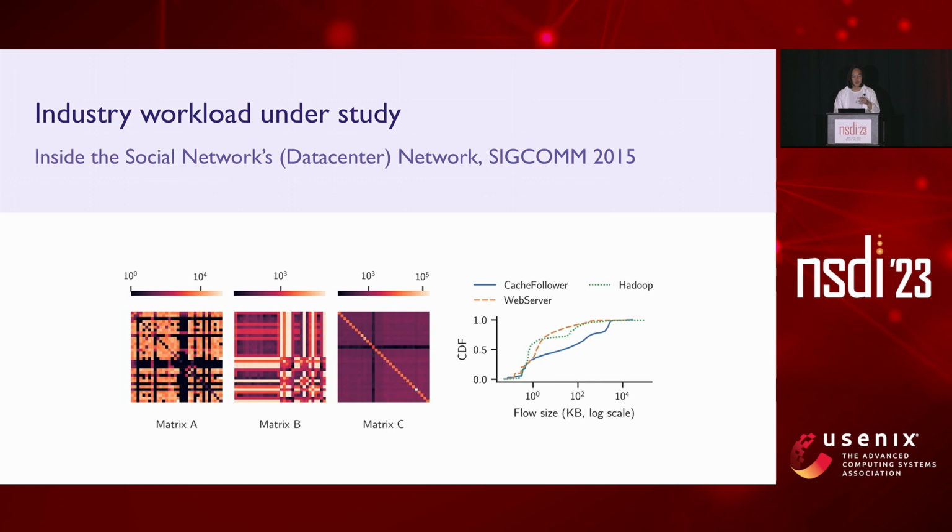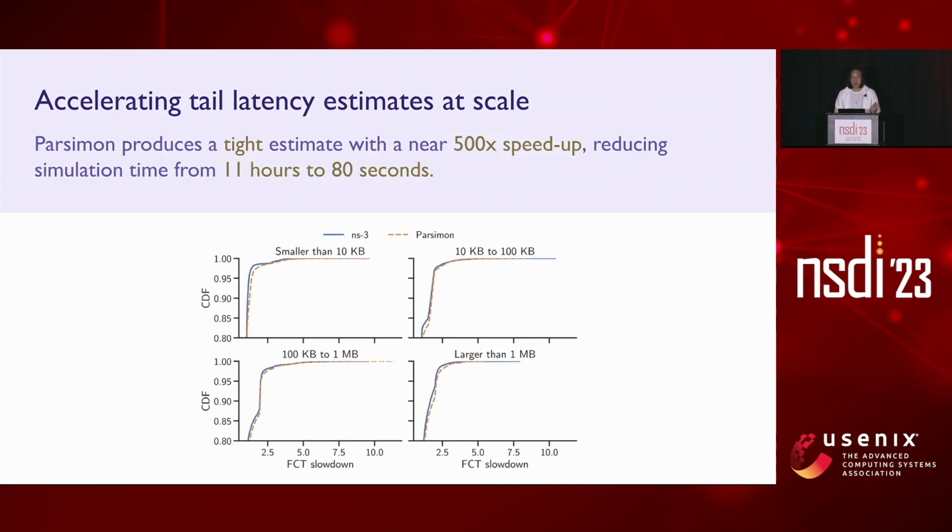So first thing, let's pick a workload. We'll choose matrix B, since it's a mix. The web server flow size distribution will make the flows bursty, we'll make the topology oversubscribed, and we'll use some moderate utilization. We'll run the workload on NS3 and Parsimon on a large network with 6,000 hosts, and we'll compare the predictions. Here's what we get.